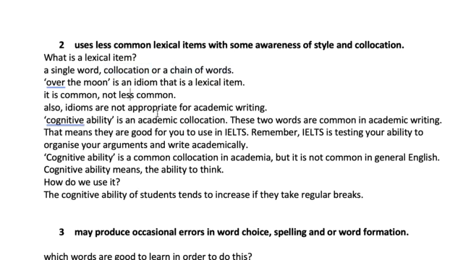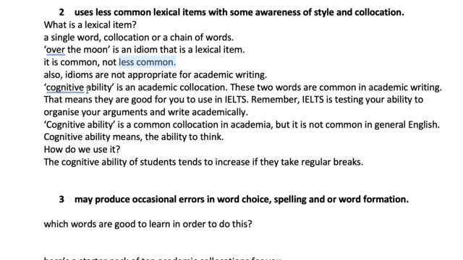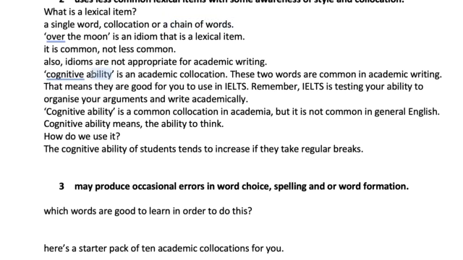So over the moon is a common idiom that is a lexical item. Okay? So over the moon is common, though it's not less common, but I will teach you some less common ones below. And also, you don't want to use idioms for academic writing, but that just gives you an idea of what a chain of words is. Right? So cognitive ability is an academic collocation. This is what we're going to learn today. These two words are common in academic writing.